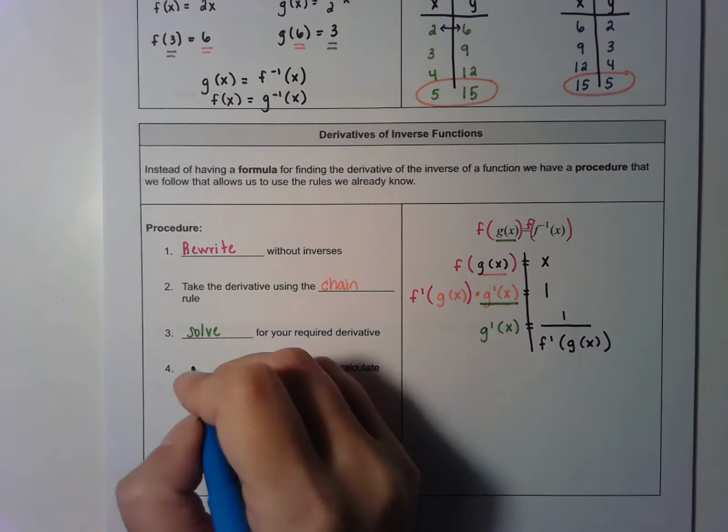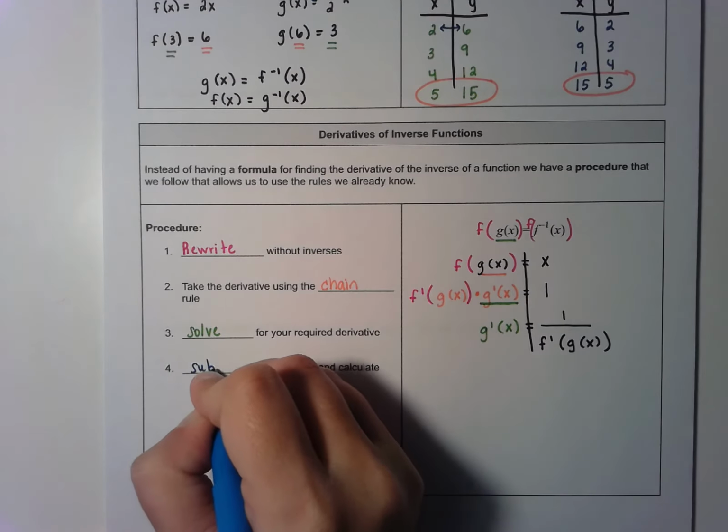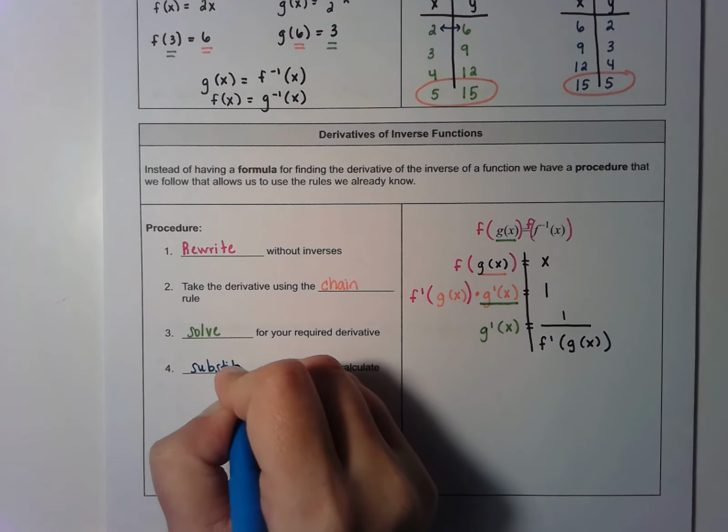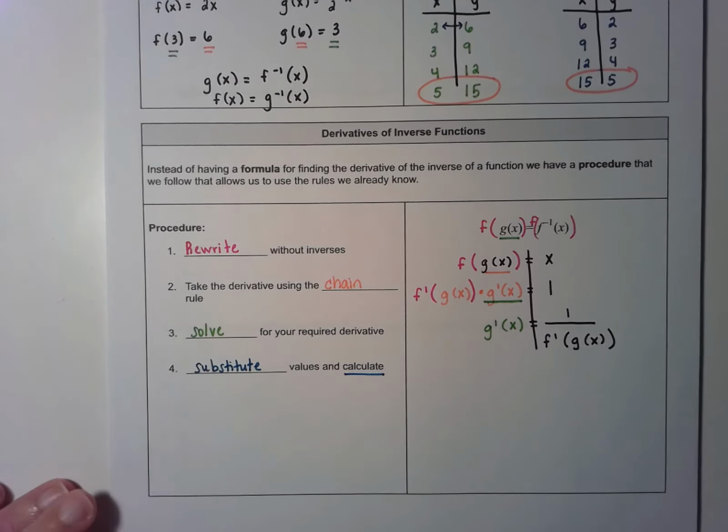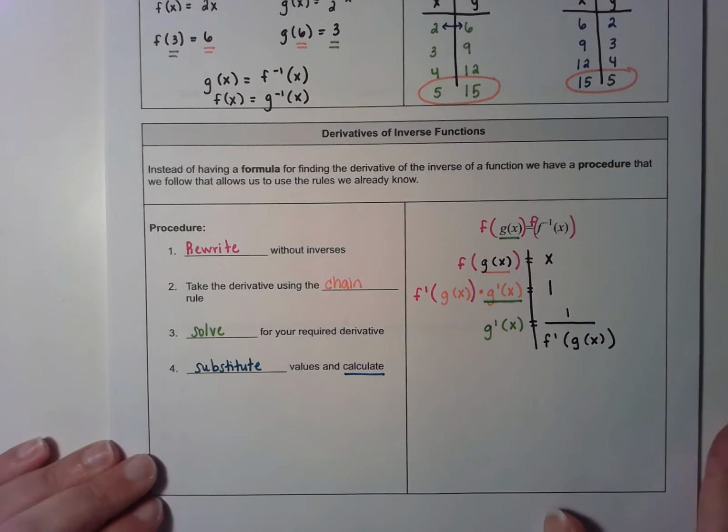Finally, we're going to substitute our values. Oftentimes, you're going to have actual concrete numbers here. We're going to substitute our values, and we're going to calculate our final answer. So this process of rewrite, use the chain rule, solve, and then substitute is sort of without learning anything new, except for just reviewing what an inverse is and then using the rules we already know. It's a procedure we can follow that will allow us to find the derivative of an inverse function.